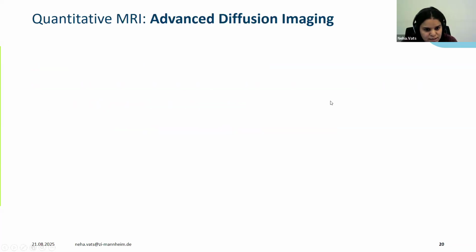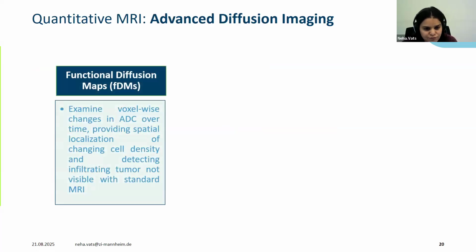Advanced diffusion imaging techniques are used nowadays. So first one is functional diffusion maps, which examines voxel-wise changes in ADC over time. It is a diffusion imaging technique, but an advanced version of it. So it provides spatial localization of changing cell density and detecting infiltrating tumor, not visible with the standard MRI.